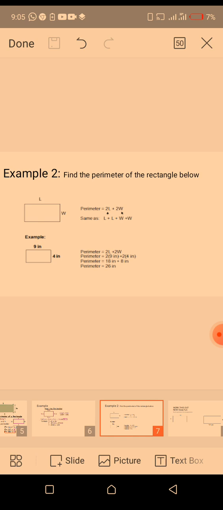Now, you have to multiply 2 times 9 plus 2 times 4. Now, perimeter equals 2 times 9 in will give you 18 in, plus 2 times 4 in will give you 8 in. Now, when you add your in and in together, that is the length and the width together, your perimeter will give you 18 in plus 8 in, which will give you 26 in.